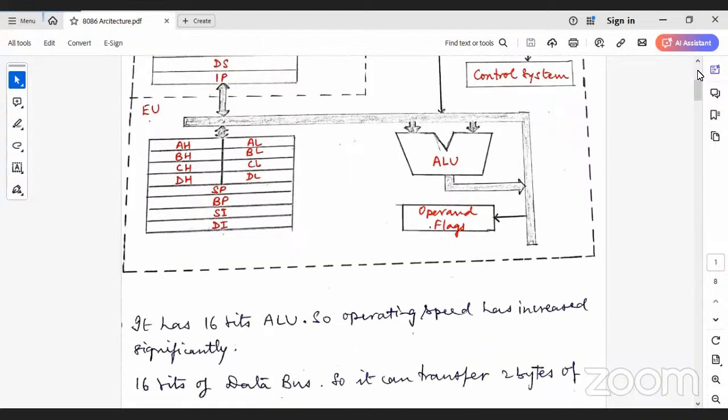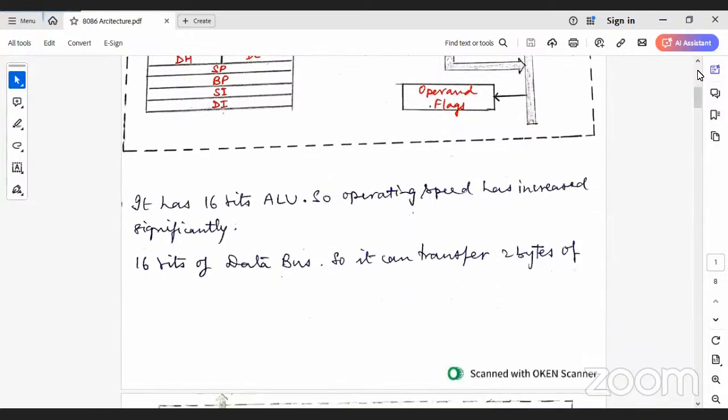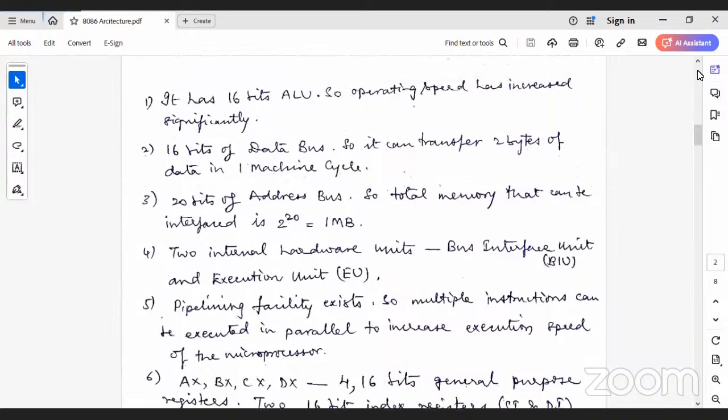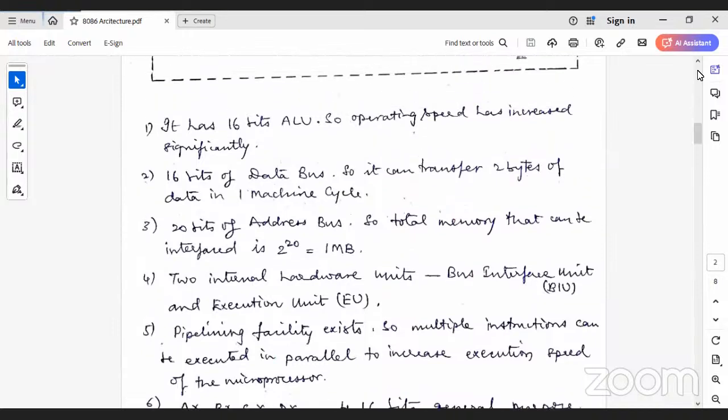To enlarge the figure, I have taken only that figure part on this page. So far, the point we have seen is that the arithmetic logic unit is 16 bits. Why am I saying the arithmetic logic unit is 16 bits? Because 16-bit data can be directly manipulated, and any arithmetic and logical operations can directly work on the 16 bits. That is why you can say that the arithmetic logic unit has 16 bits. So the operation speed has increased.